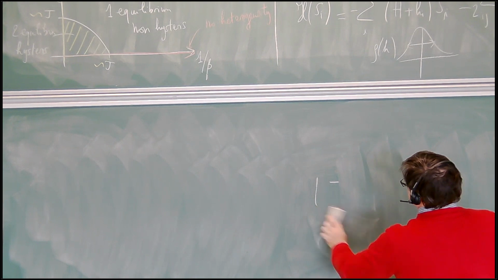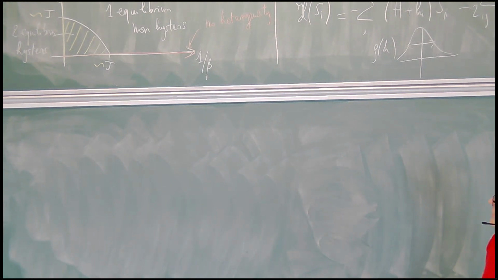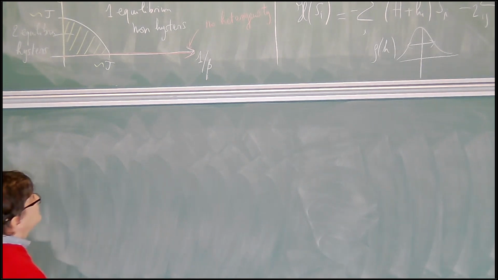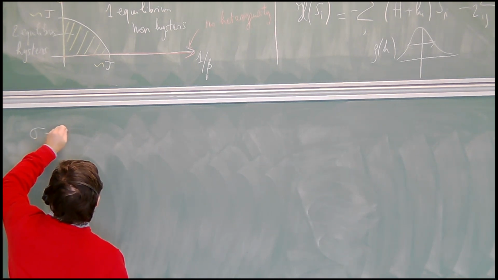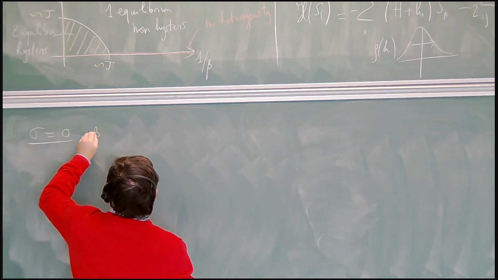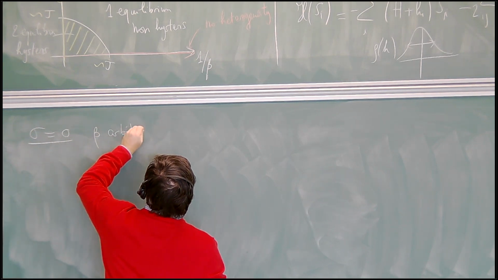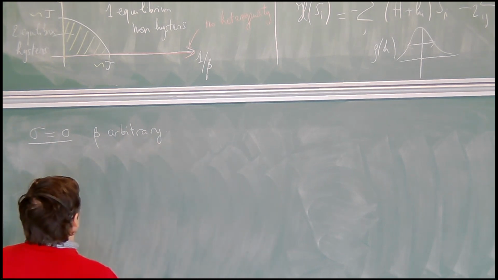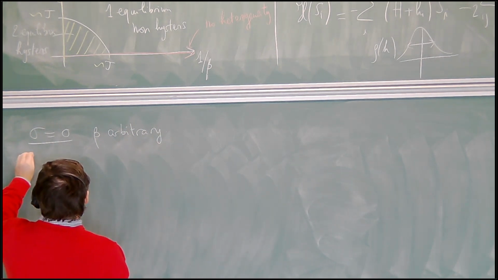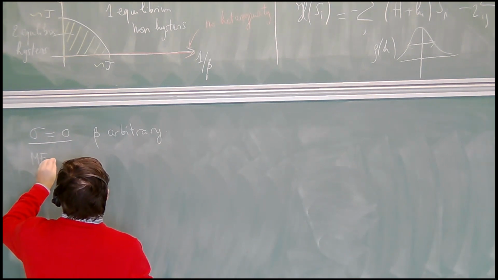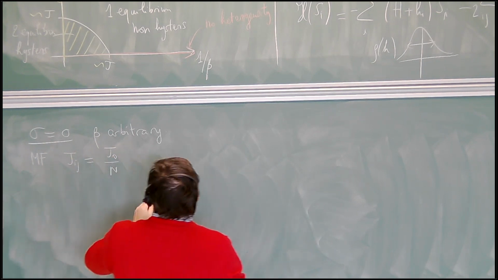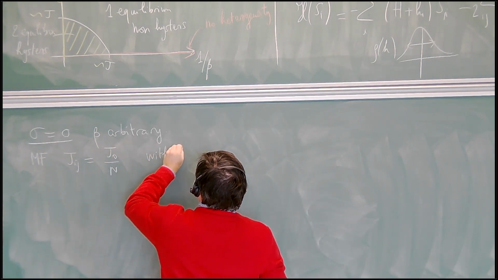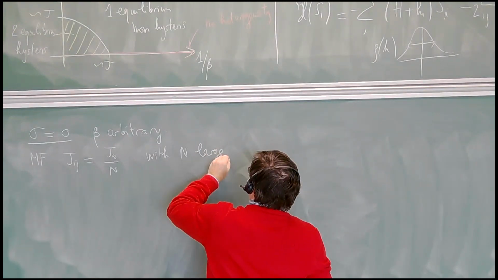And so what I'm going to tell you is something that I'm sure you've already heard about in other lectures, but I want to give an extra little twist to this story. So let me summarize. I'm studying the case where sigma equals 0, beta arbitrary, and I'm also studying this model in mean field. So Jij equals J0 over N, with N large, but not necessarily infinite.